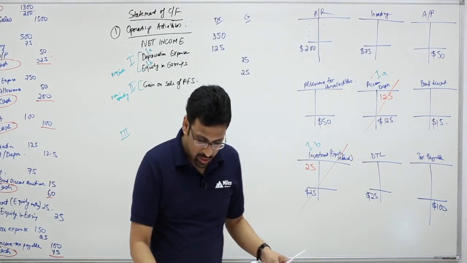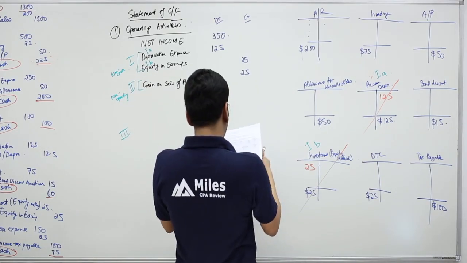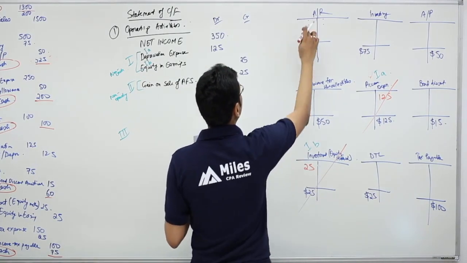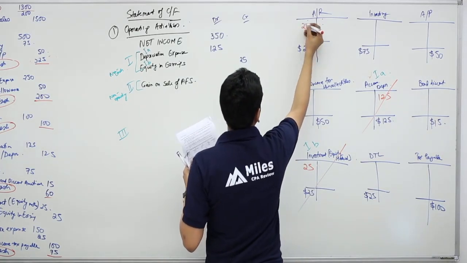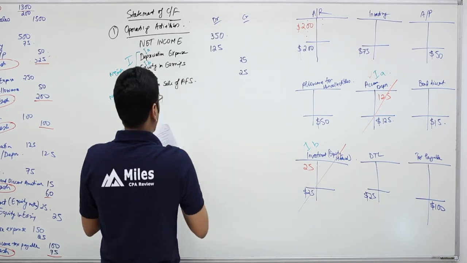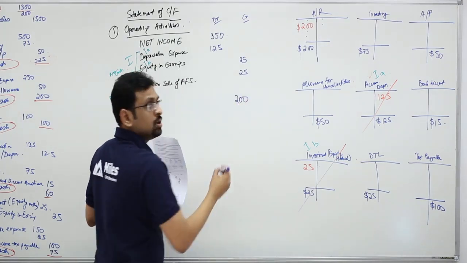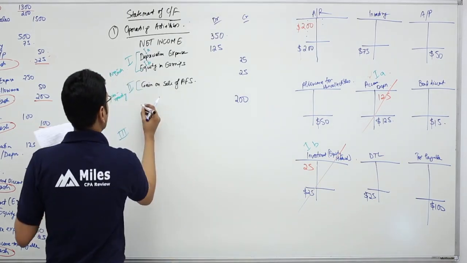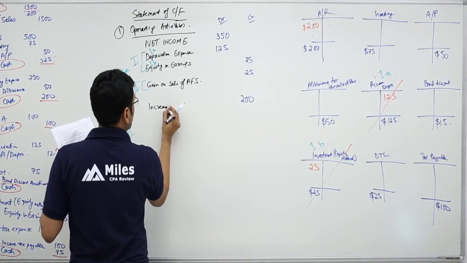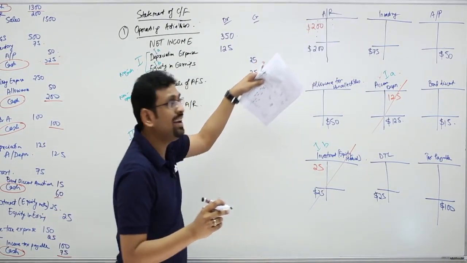So first, let's look at what's happening to our accounts receivable. Accounts receivable is increasing by $200. So we would need this $200 debit here, which would mean a $200 credit here. So the increase in accounts receivable, it's a debit on the T account, a credit here.